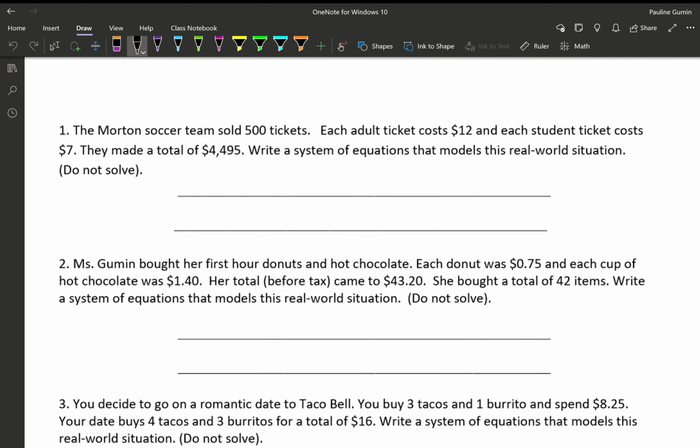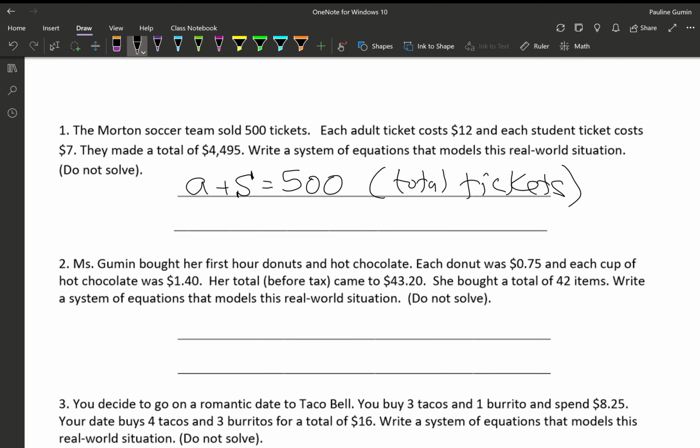Okay, so we have two things. One thing we have is the total amount of tickets, and we have how much money we made. So let's first start with the amount. We sold two types of tickets. We sold adult tickets, and that's a plus, student tickets, for a total of 500. So I would write total tickets here, just to remember what it was.